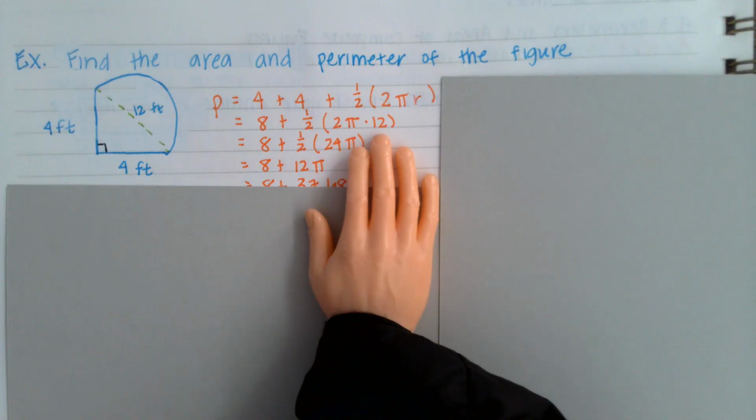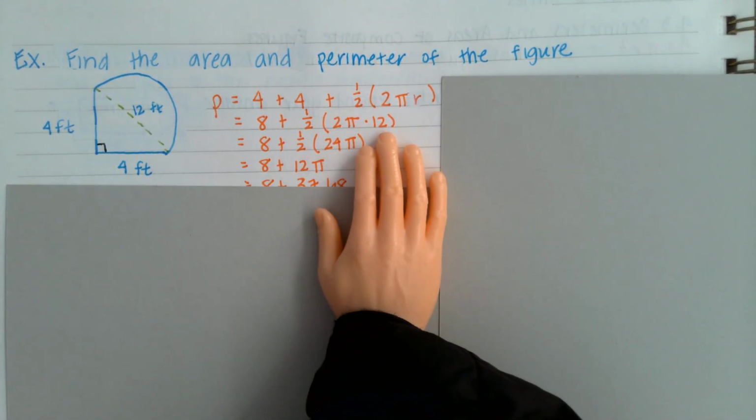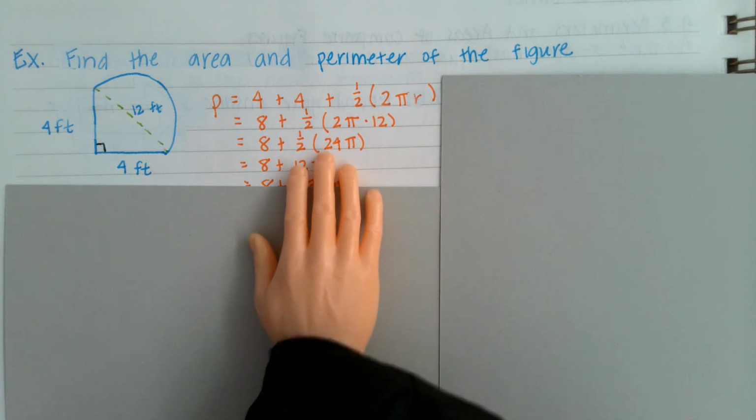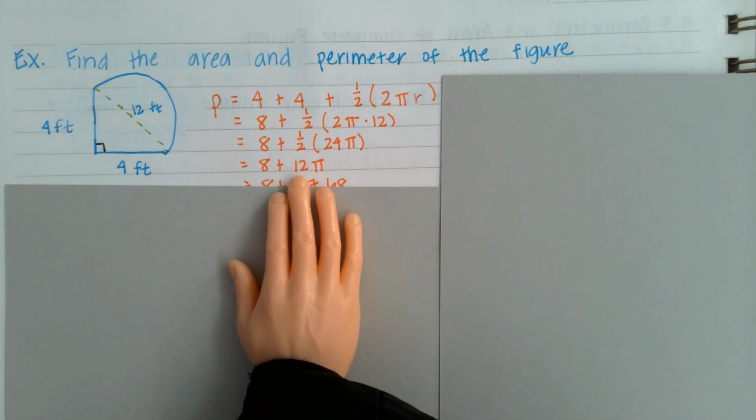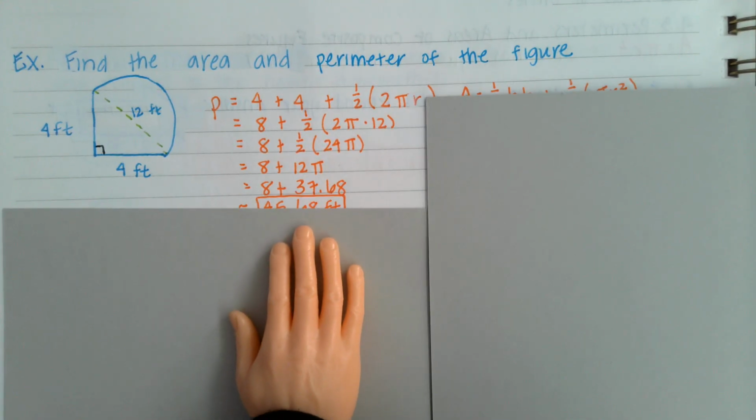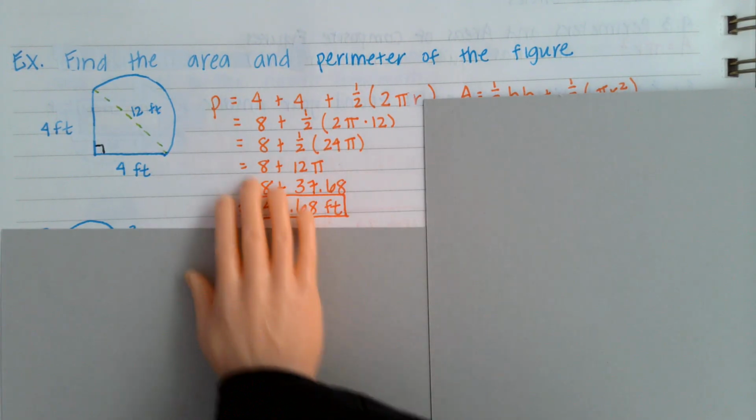The radius is 6, and so we would have to multiply this. Half of 6 is 3, and 8 plus 3 pi, we would have to add those together to get the perimeter.